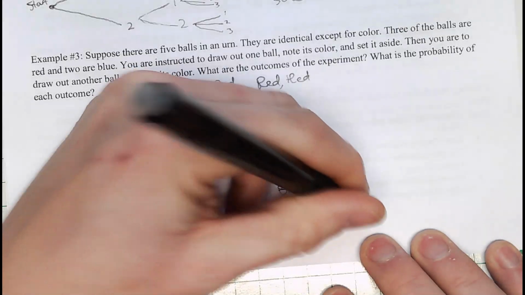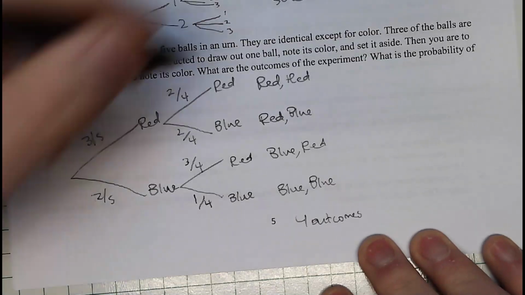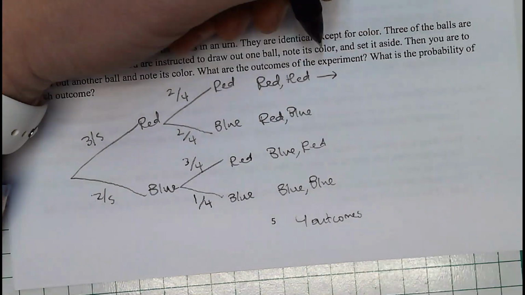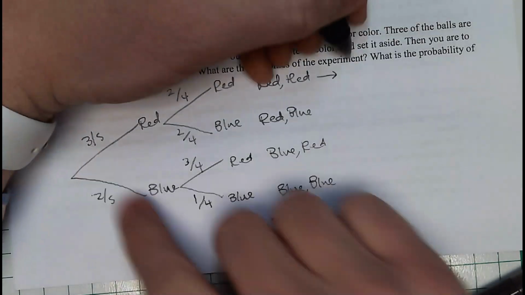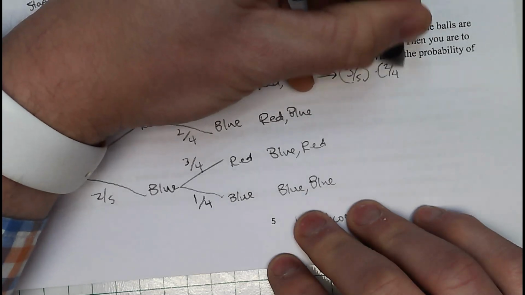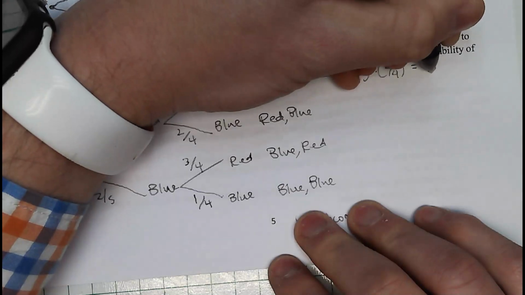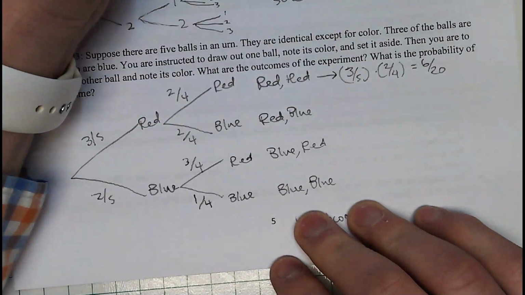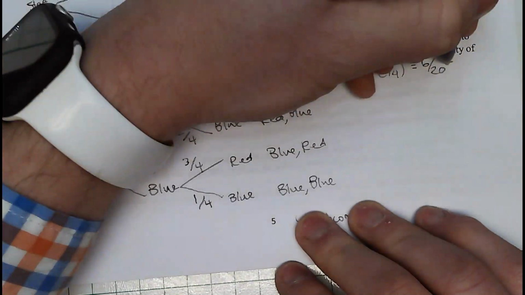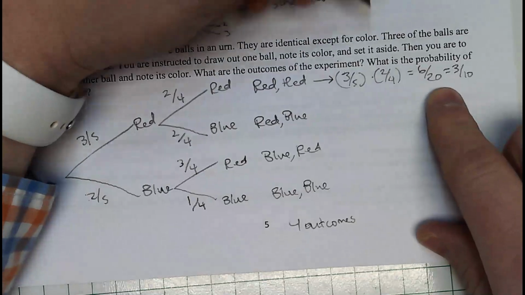Now, what is the probability for each outcome? All you have to do here is just multiply the fractions along each branch. So for the red, red, I'll do 3/5 times 2/4. Okay? 3 times 2 is 6. 5 times 4 is 20. So 6/20. You could leave it unreduced or you could reduce it.